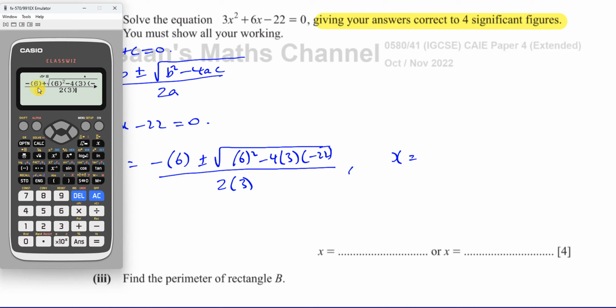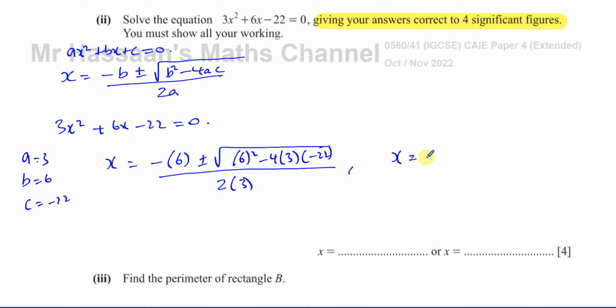Be careful in case this is a negative. That's why I put a bracket here. If b was a negative value, then that would become plus 6, and that will also be positive. But be careful to put the minus inside the bracket. Now when you press equals, that gives you one answer, which is minus 3 plus 5 root 3 over 3. And the other one is, of course, going to be minus 3 minus 5 root 3 over 3.